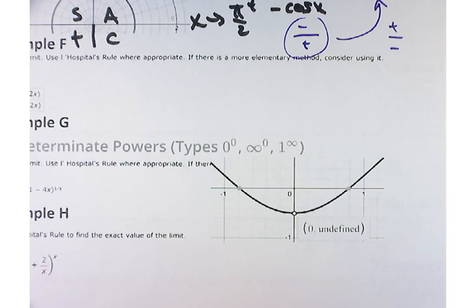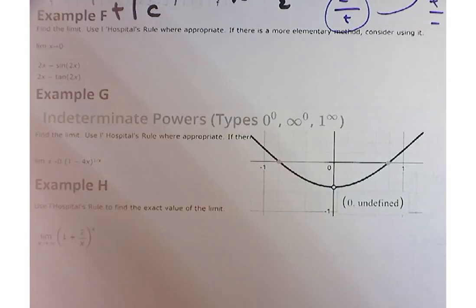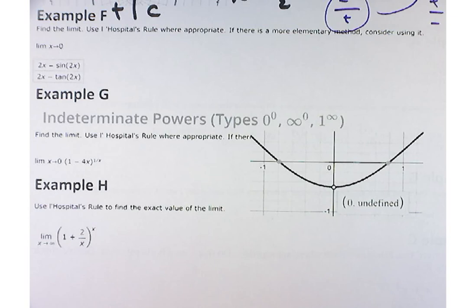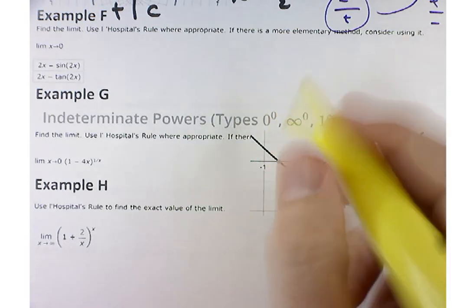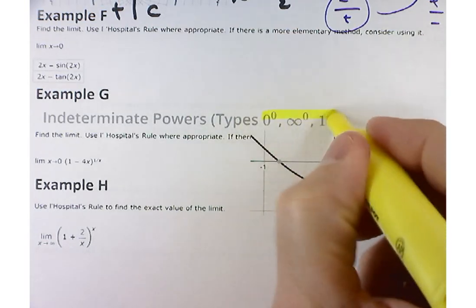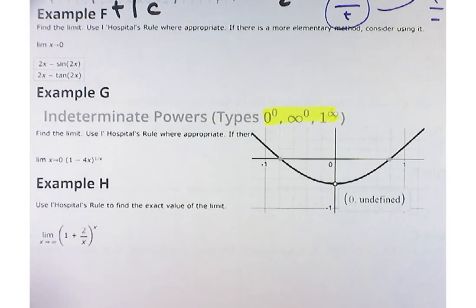Now, there's some indeterminate powers that are kind of wild, too. And it's fun to deal with these things. So these are some indeterminate types: 0 to the 0, infinity to the 0, 1 to the infinity. It's always kind of an interesting battle.